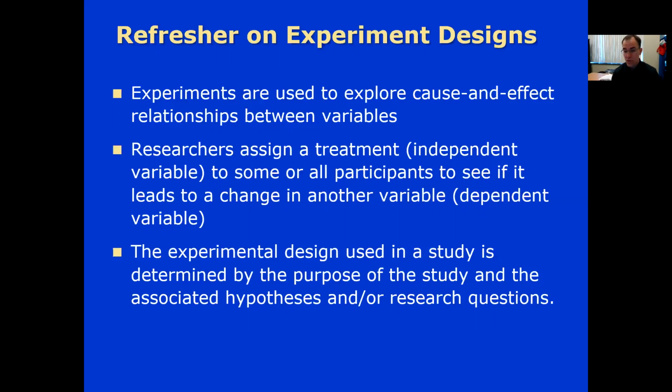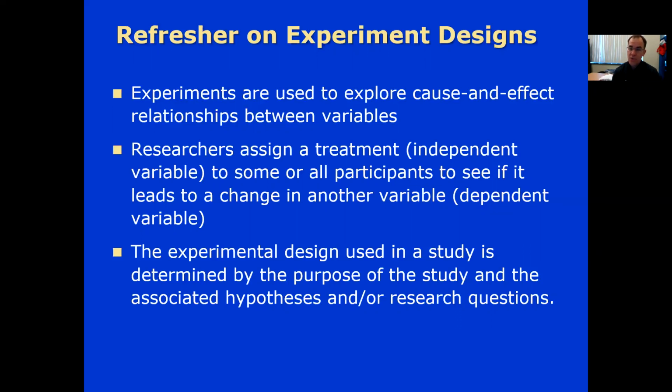Now, researchers typically assign a treatment or an independent variable, in our case resistance training, to some of our participants to see if it leads to a change in another variable, in our case an increase in muscle mass or hypertrophy, as a dependent variable. They want to determine: does a certain type of resistance training have an effect on hypertrophy, muscle mass? Now, the experimental design used in a study is determined by the purpose of the study and the associated hypotheses and/or research questions.